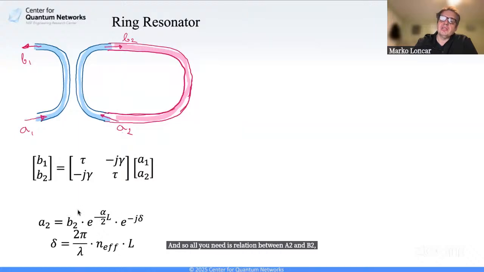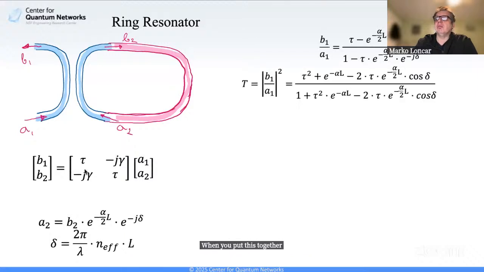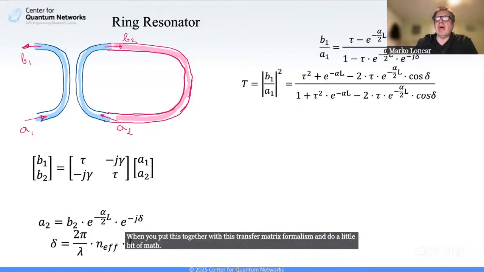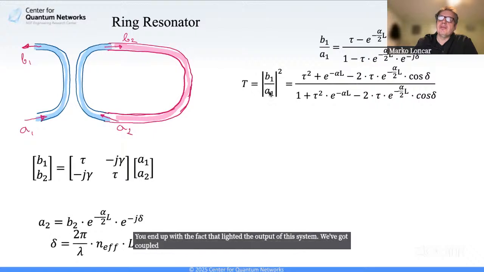The relationship is that there's going to be some phase. Light A2 is going to experience some phase delay with respect to B2. And there's going to be loss, this is minus alpha over 2. We talked about the losses. When you put this together with the transfer matrix formalism and do a little bit of math, you end up with the light at the output of this system, a waveguide coupled to a ring resonator, divided by the light at the input squared. So this is power at the output divided by power at the input, and it looks like this.